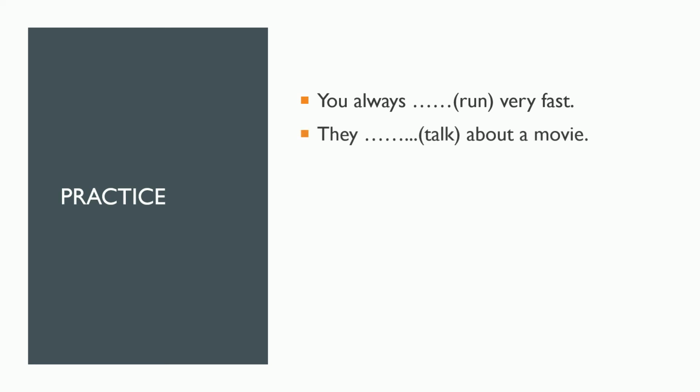Let's practice simple past tense. The first example is you always dash very fast. Here in this sentence, in the blank space, you have to write an appropriate form of the verb run in order to make it in simple past tense. The second sentence is they dash about a movie. Here you will use the verb talk. In the third example, we dash there a week ago. Here you will have to use the verb stay.